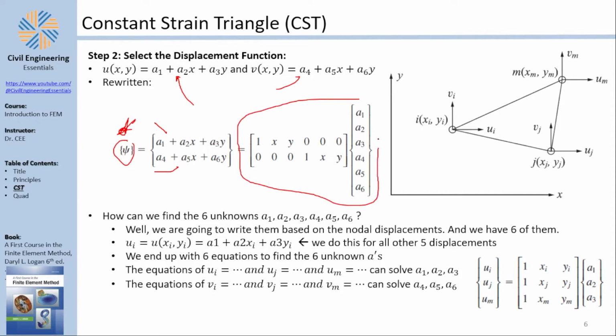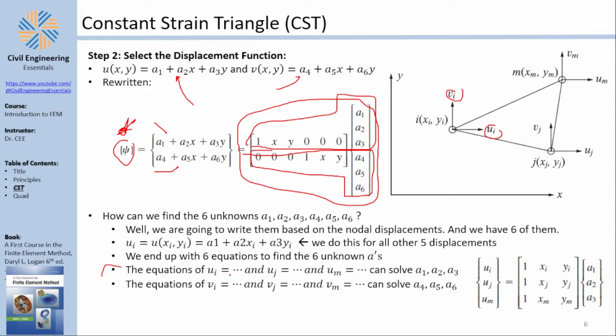Now, of course, we want to find A1 to A6. How can I find them? Those are 6 unknowns. If I have 6 unknowns, I need 6 equations, and I do have them. I want to write A1 to A6 in terms of the displacements at the nodes, which I can do. Notice that the first 3 A's are related to the u displacement, and the second 3 A's are related to the v displacement, so I can solve each one of those alone.